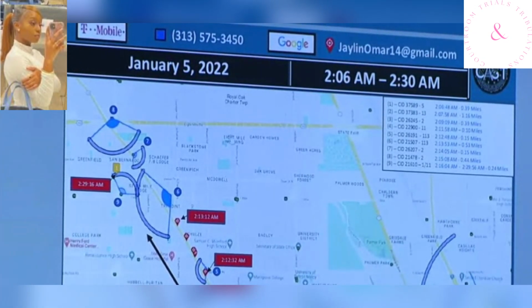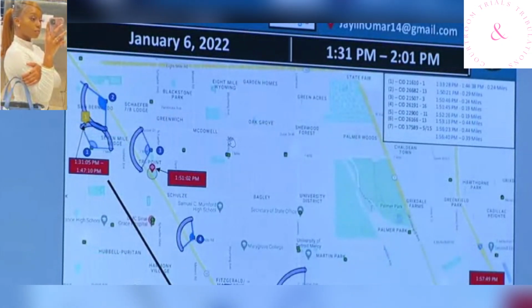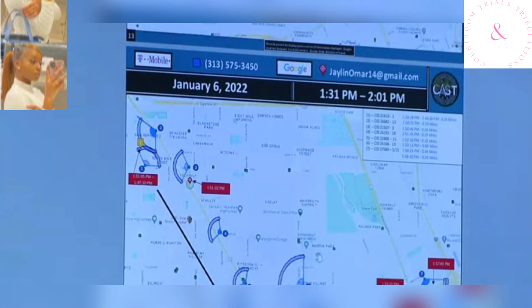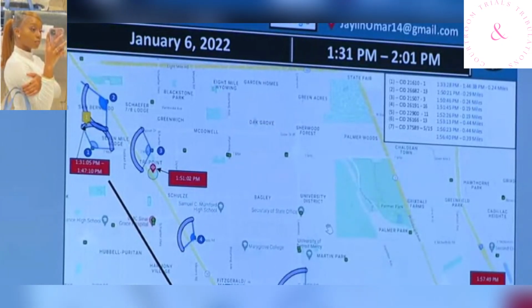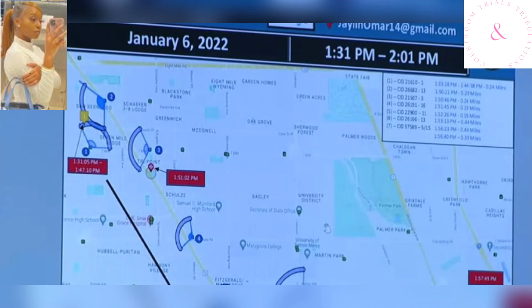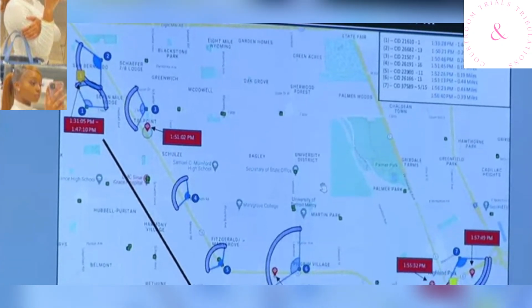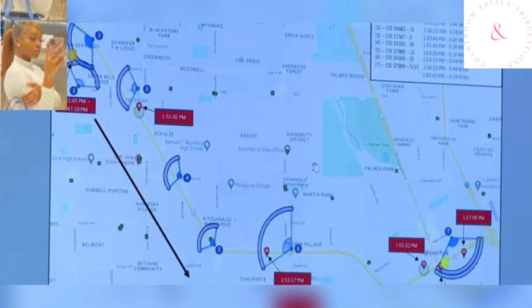Moving to slide 14, did you also look at some records from another day associated with this case? Yes, on January 6th. Okay, and what is the relevant time frame of the records that you looked at on that particular day?